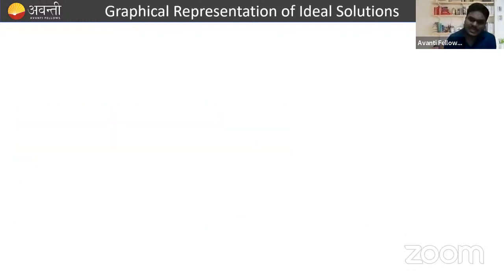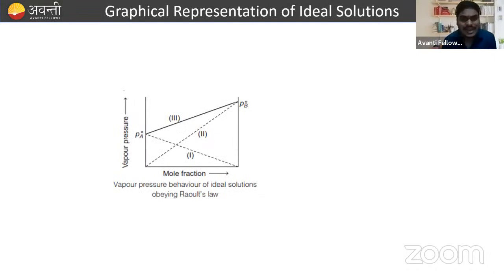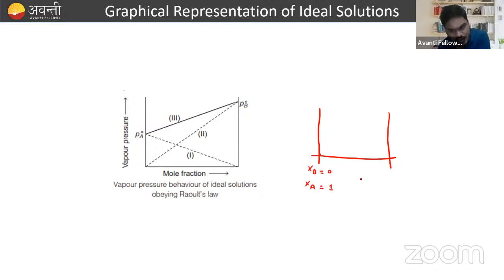Now, how will you represent an ideal solution? There is a graphical representation of an ideal solution. Let me show how you will obtain this graph. On the x-axis, take mole fraction. Here I am taking mole fraction of B equal to 0 and mole fraction of A equal to 1. As we go along the x-axis, mole fraction of B increases and reaches up to XB equal to 1, because the sum of mole fractions is always 1. So if one is present in maximum amount, then the other is present in minimum amount.